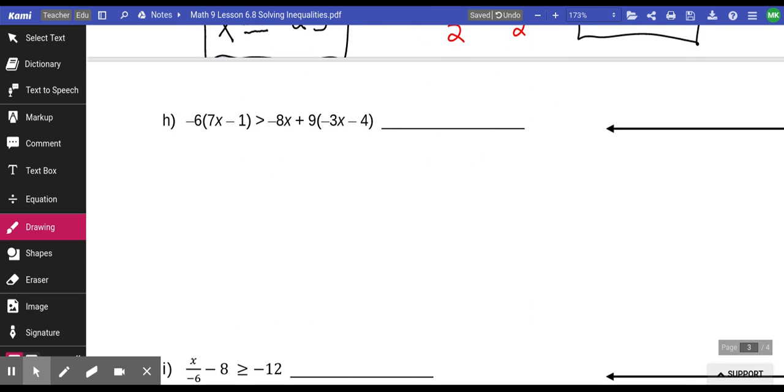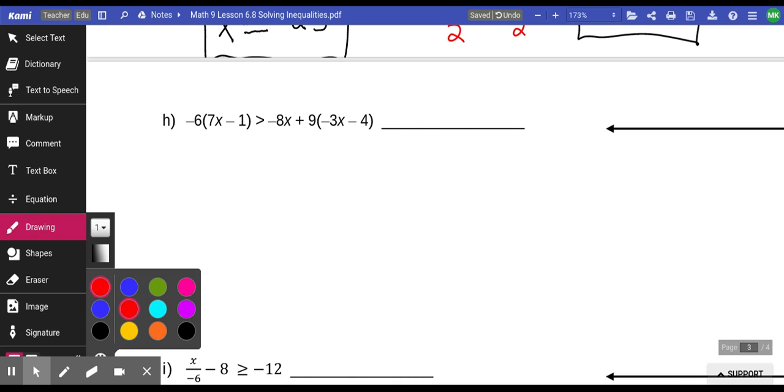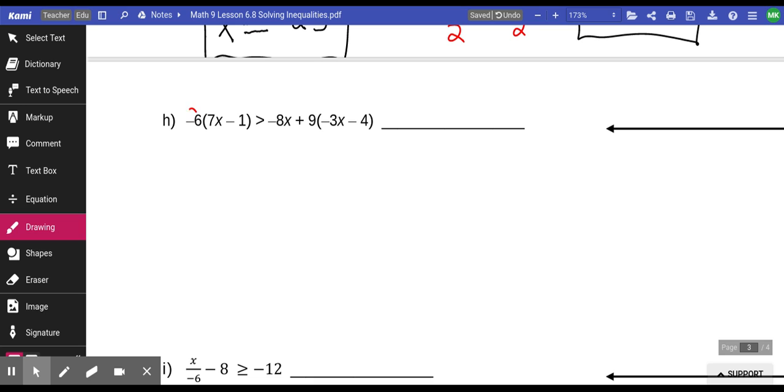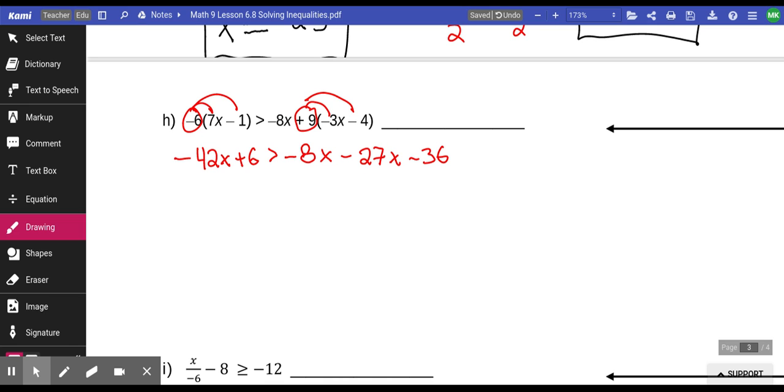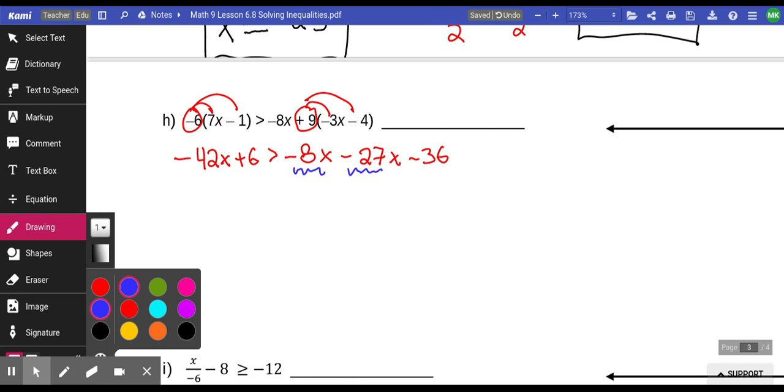Fantastic. You can try this one on your own, H. So I'm just going to go through it quick. You can check your answer. I'll try my best to show my work. So negative 6 is going to come into the brackets to become negative 42x plus 6. And then I have greater than, and I took that 9 and I also multiplied it in. So I have negative 8x minus 27x minus 36. I'm going to collect my like terms. So I do have some like terms I can collect.